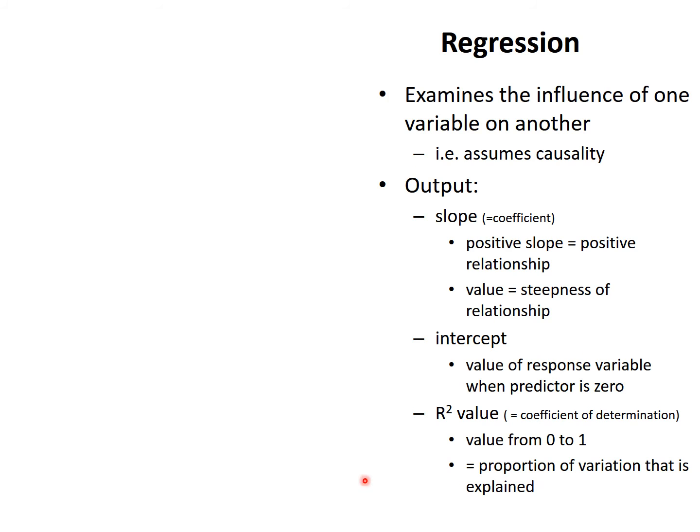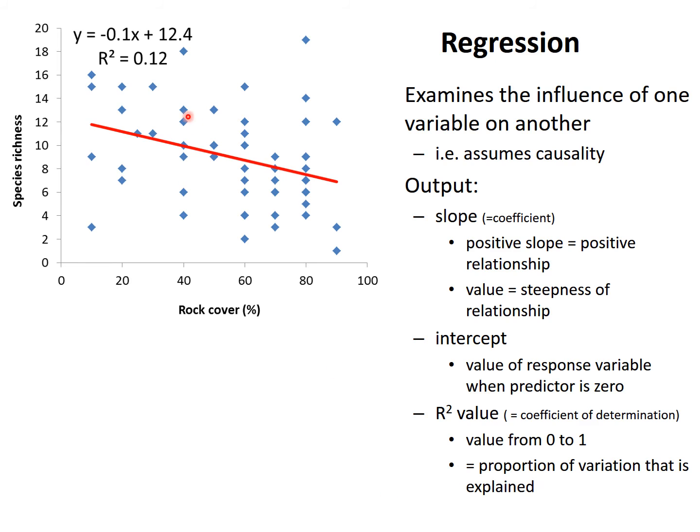Now, regression, where we're examining the influence of one variable on another, we get several, well, in fact, we get 3 outputs. Okay, and here is a standard output from Excel. You get the same thing from R. And what we see is we first have a coefficient here, okay, a value that's getting multiplied by our predictor variable, our X variable. Now, just as with a correlation, if the slope is positive, it suggests a positive relationship. Here, we see that as rock cover increases, species richness tends to decline. So it's a negative relationship. That's why it's minus 0.1.